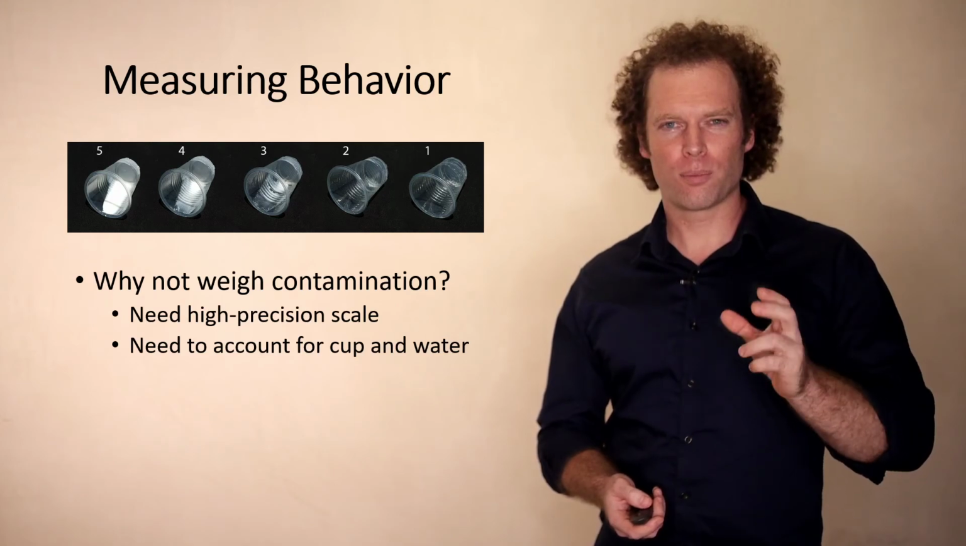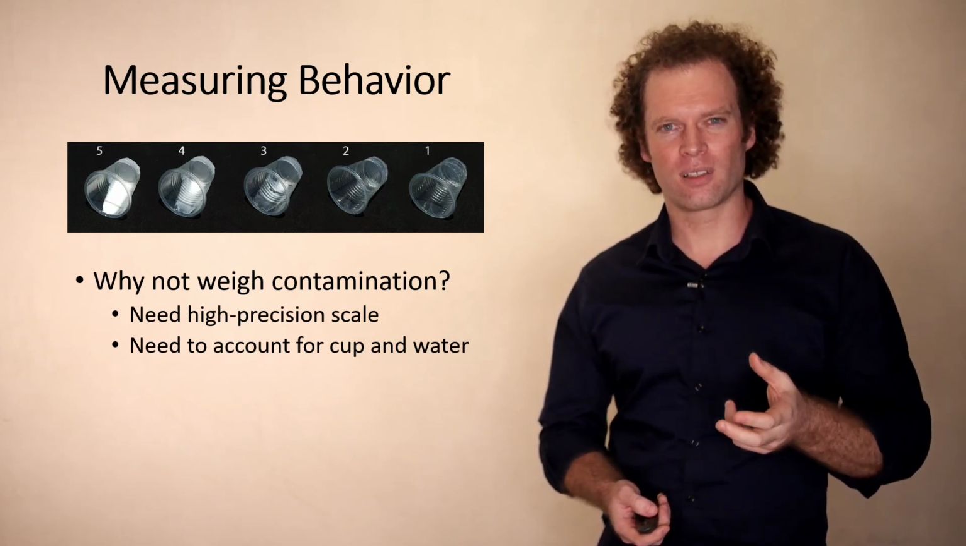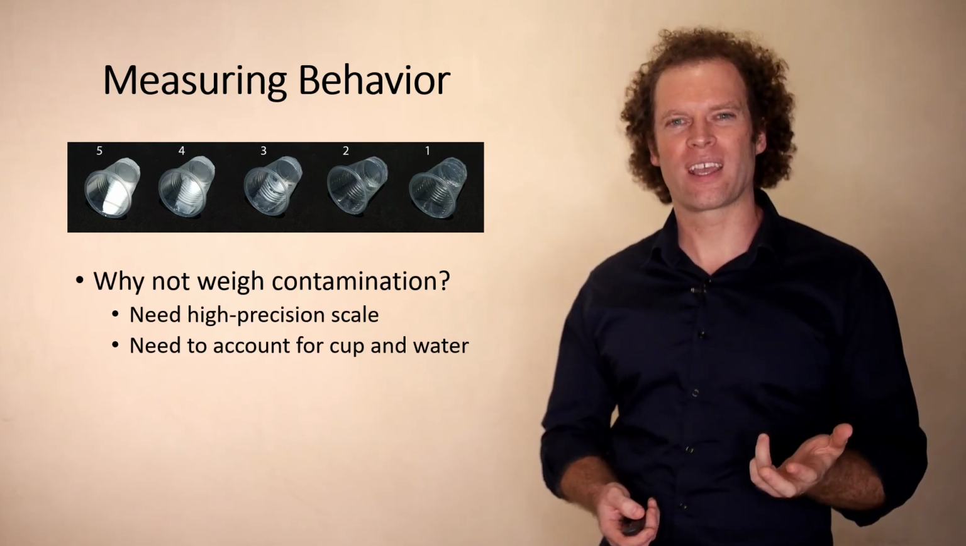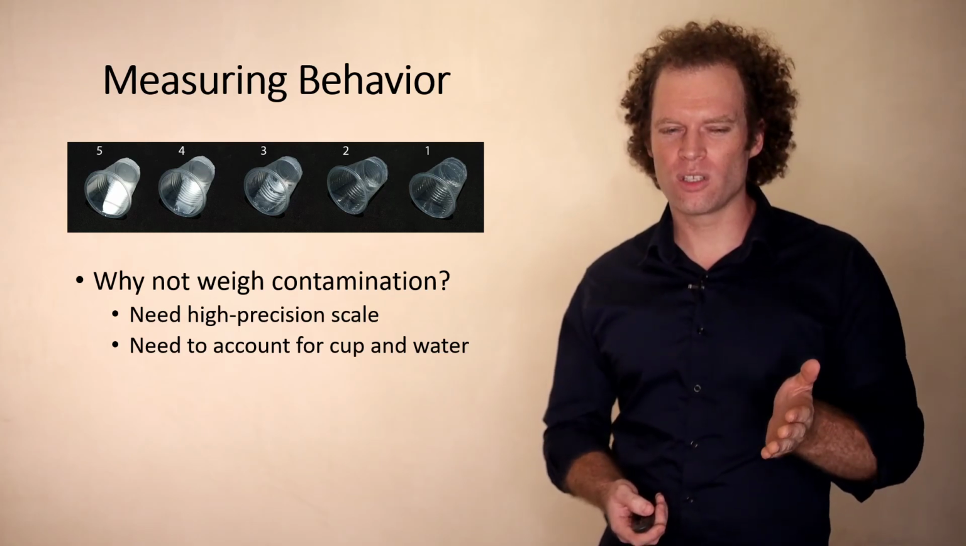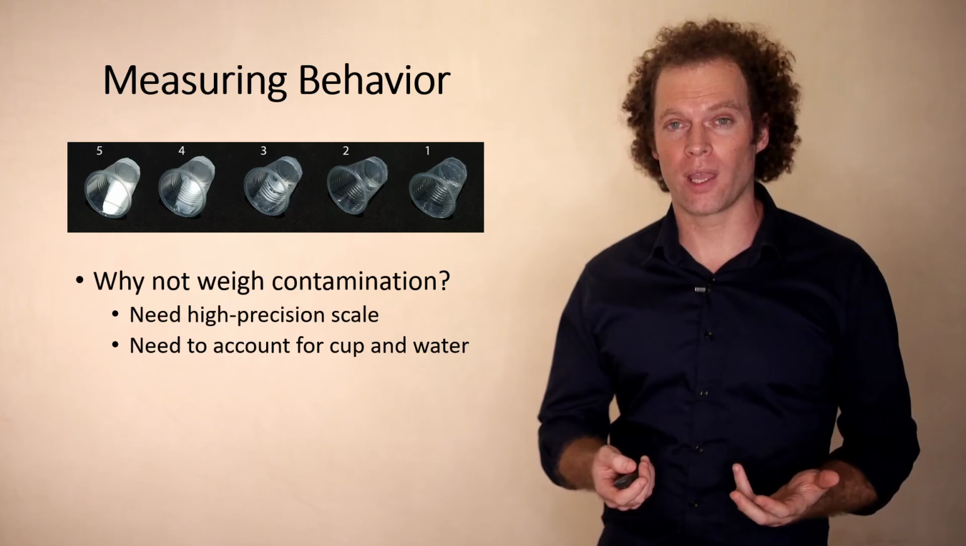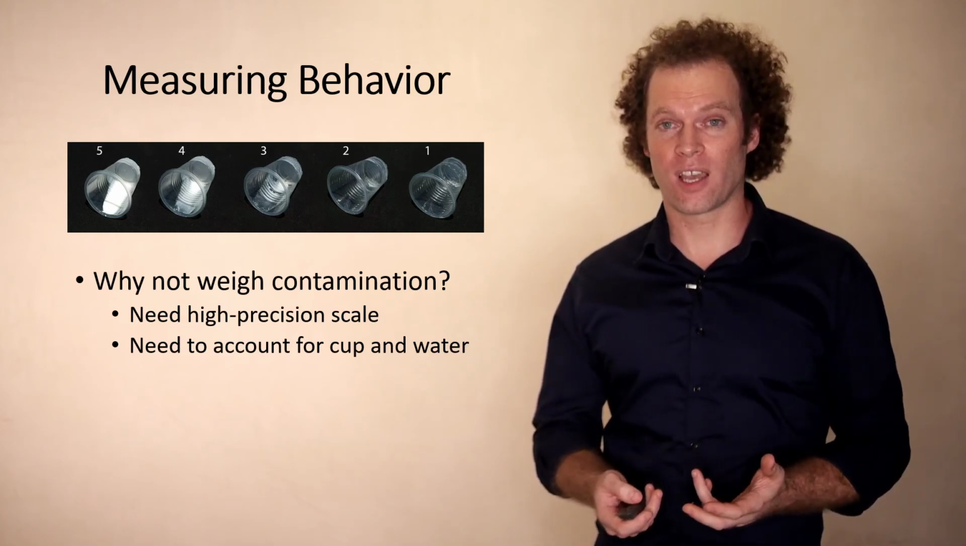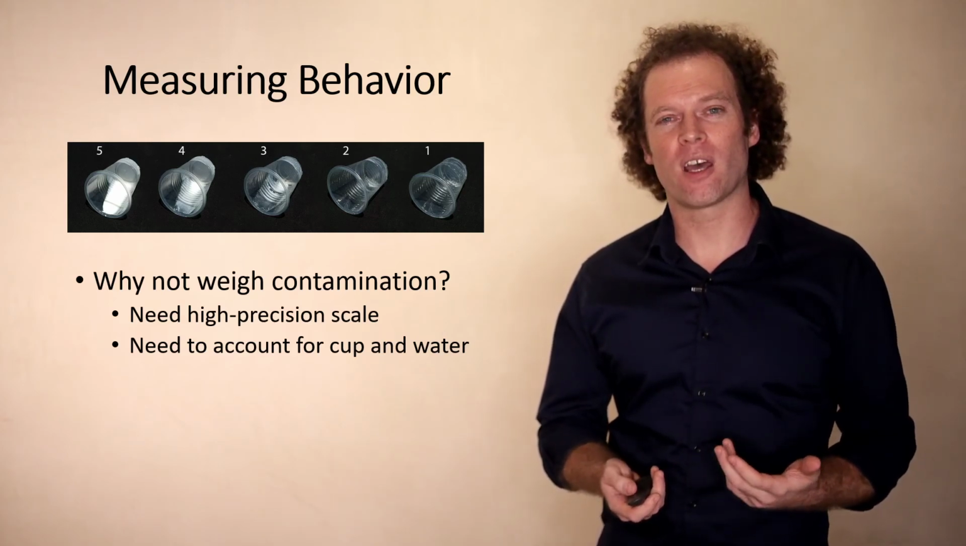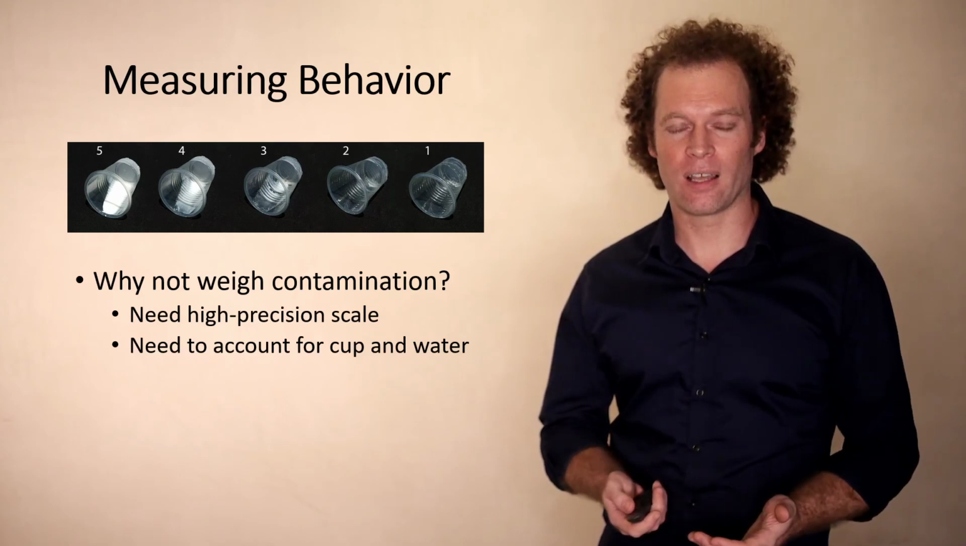Also, when participants would rinse their cups, they'd probably leave some water in it, and I don't want to count the water, right? So I couldn't use a weighing scale. A weighing scale would be the most accurate way to gauge the weight of the cup and its contents, but it might not be the most accurate way to gauge the level of contamination.